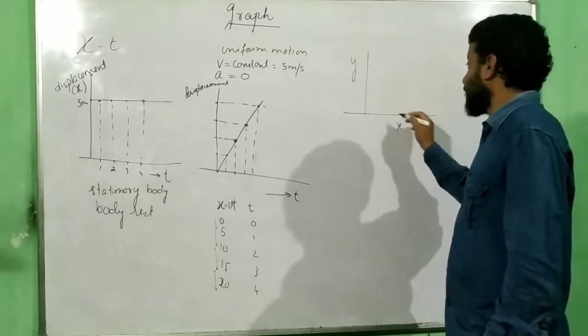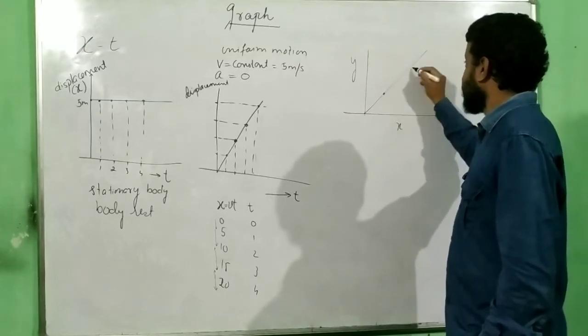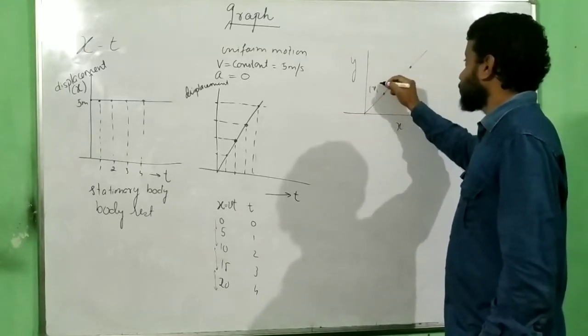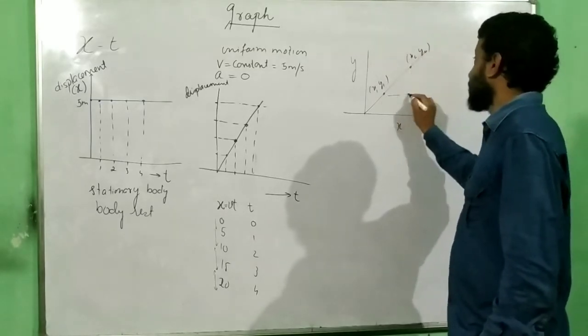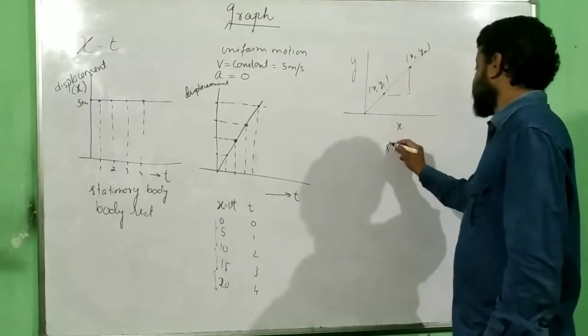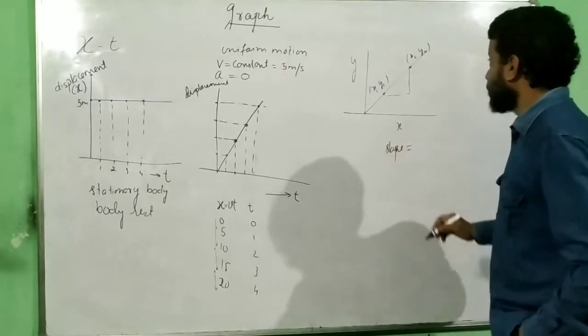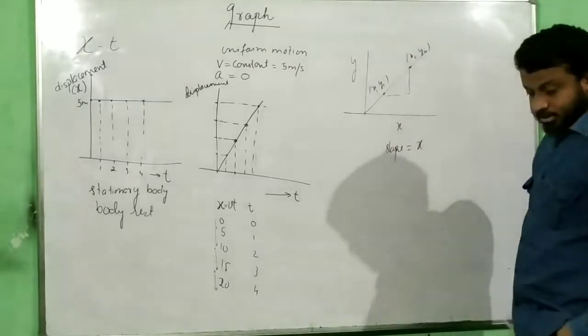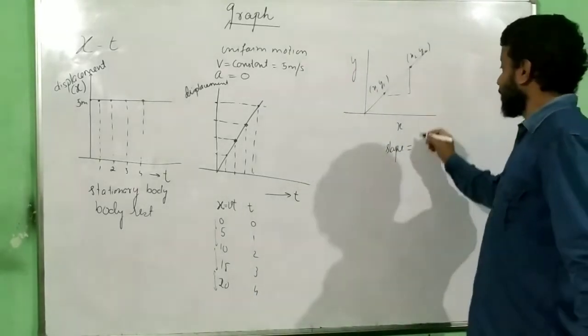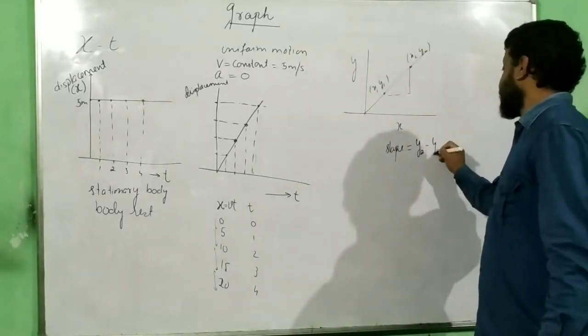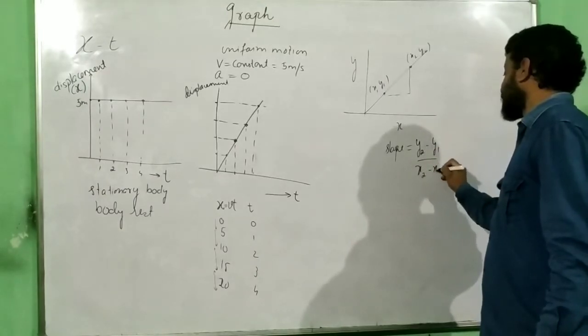Y versus x graph. A graph is given to you. There are two coordinates over here: x1, y1 and x2, y2. How will you find the slope? The slope formula was, if you remember, y2 minus y1 divided by x2 minus x1.